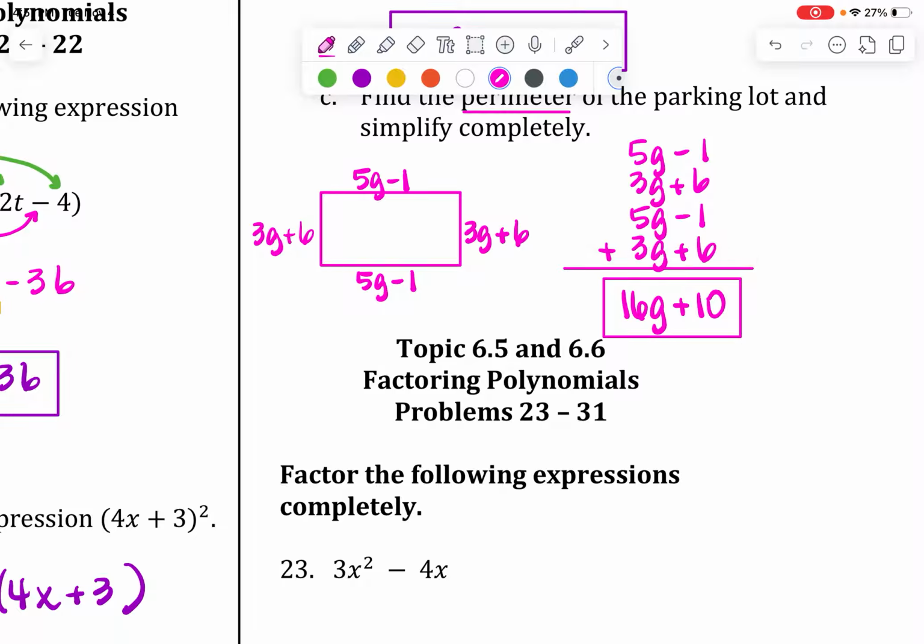Okay, so make sure you keep those 2 different formulas straight, right? Area is length times width, right? And perimeter is to add all the way around.